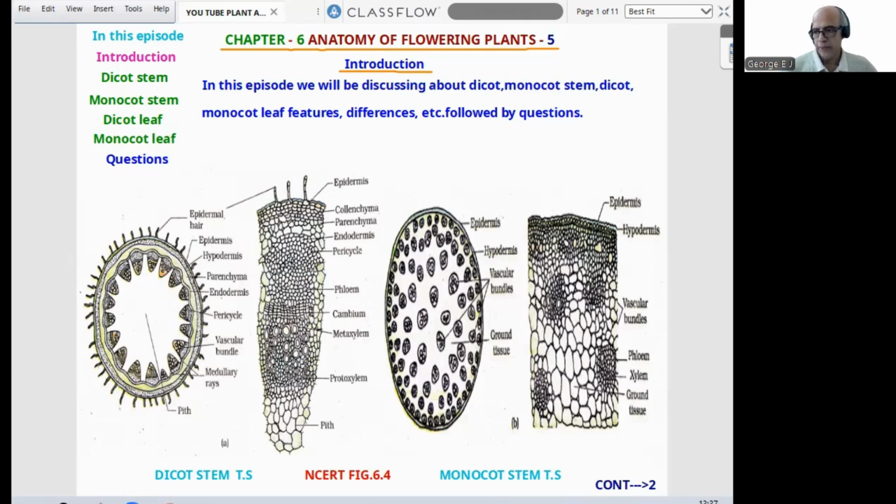Now, this diagram on the screen is the typical NCERT diagram dealing with dicot stem TS and monocot stem TS. Figure number 6.4 in NCERT. That itself is a labeling question. Practical wise it can be put. Theory wise: draw a TS of dicot stem and monocot stem, and label the parts. From the entrance point of view also, there can be questions. So we can now proceed with the dicot stem specifically.